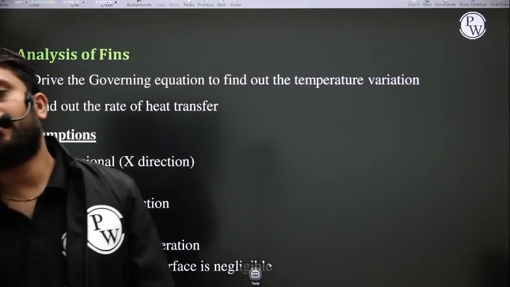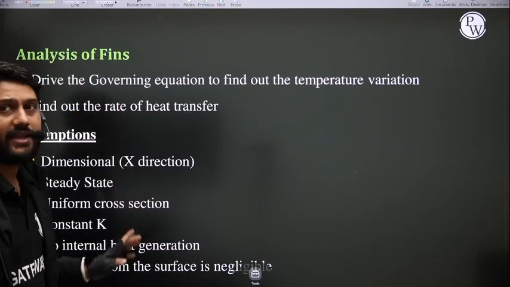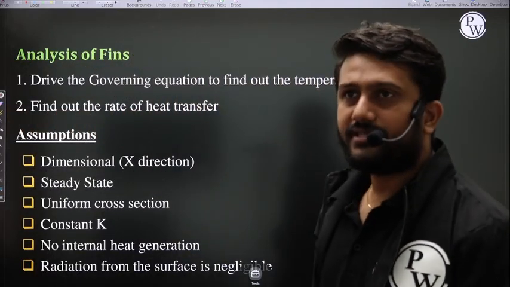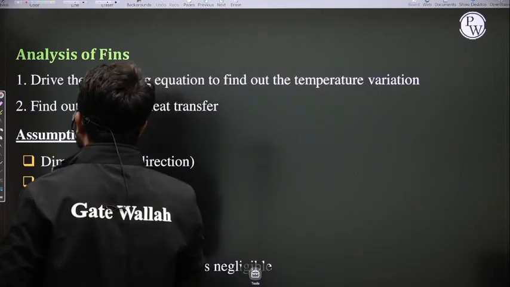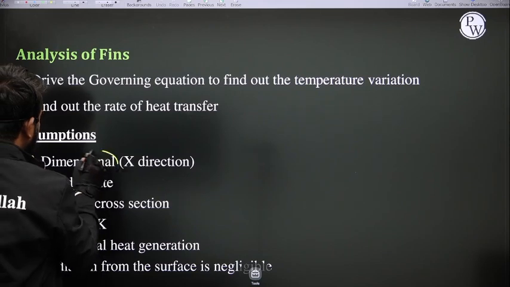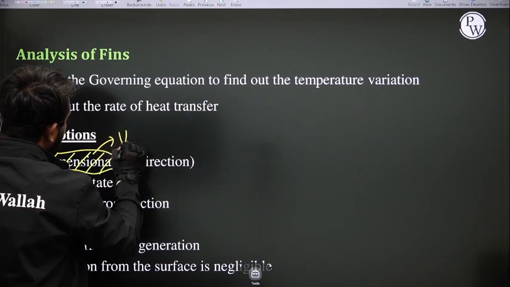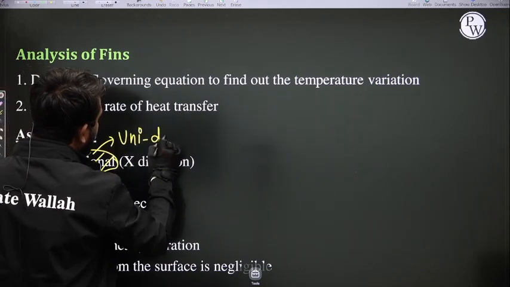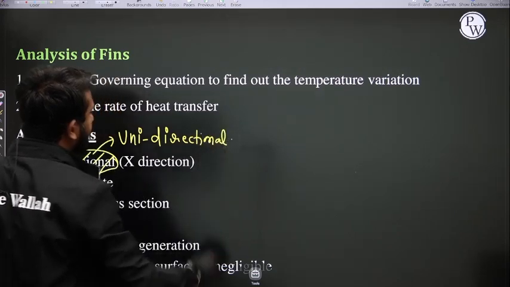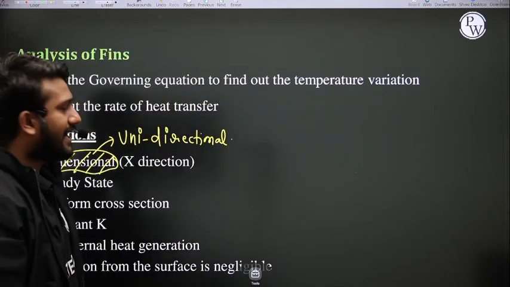So for the analysis of the fin, I'm considering some assumptions. And what are those assumptions? The first assumption is unidirectional. Unidirectional means in one direction, and I'm considering that as the x direction.